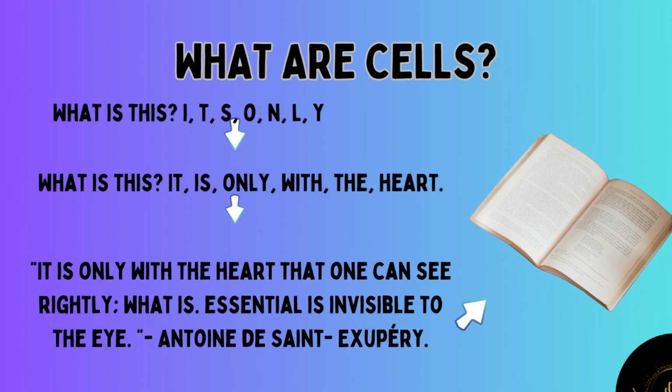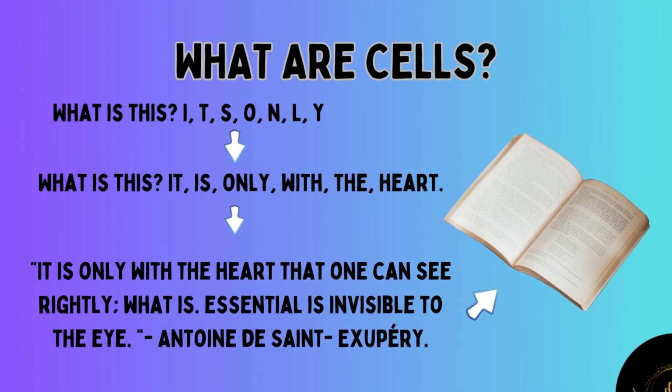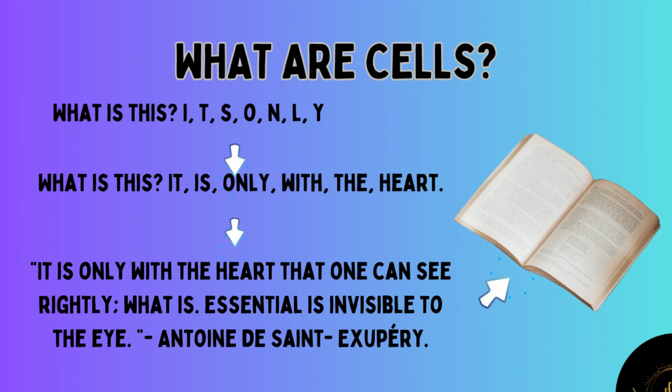Cells. So for example, how can we explain what cells actually are? Here on the slide, you can see it says "What is this?", and then you have some letters. Then it says "What is this?", and then you have some words. Then you have one sentence which is from the book The Little Prince, and then something is pointing at the book. So how is all of this connected with cells?